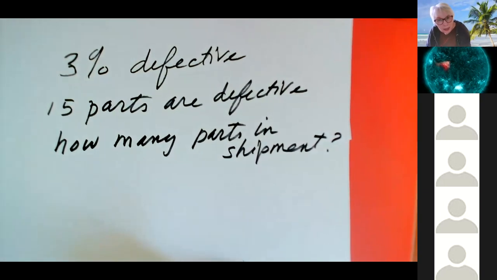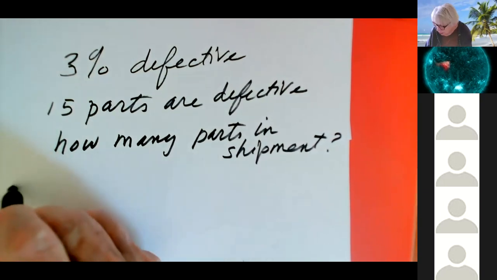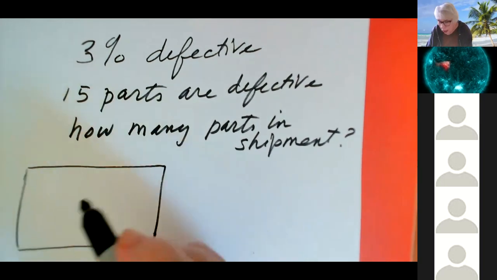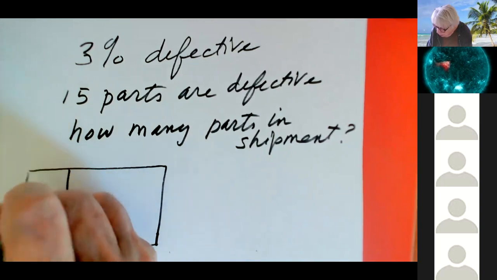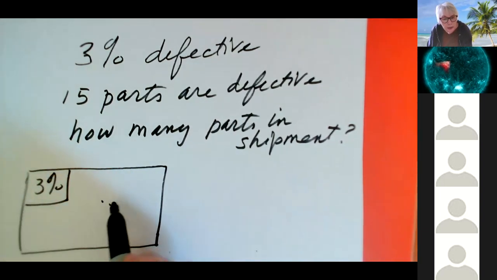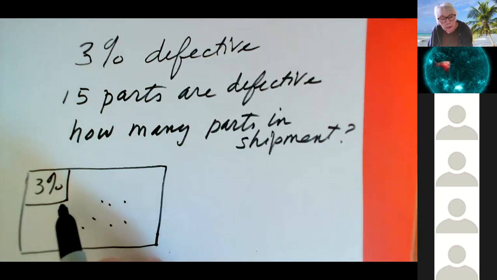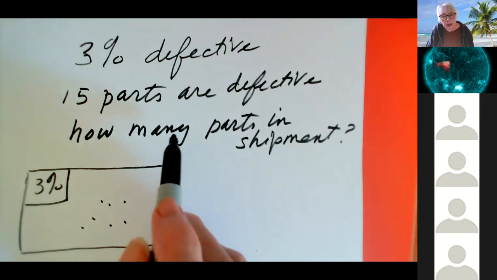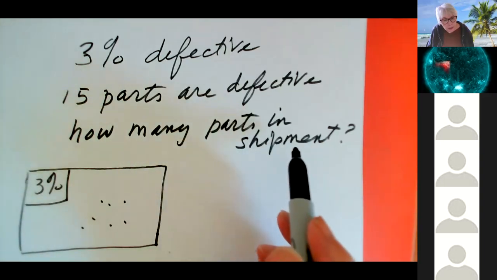Can you visualize this? Let's visualize it. Here's a shipment. It's all in this container. A small percentage, 3%, these are the defective ones. So there's quite a bit of good parts over here, but 3% are defective and have to be not used. So the question is, they want to know how many parts in the shipment.